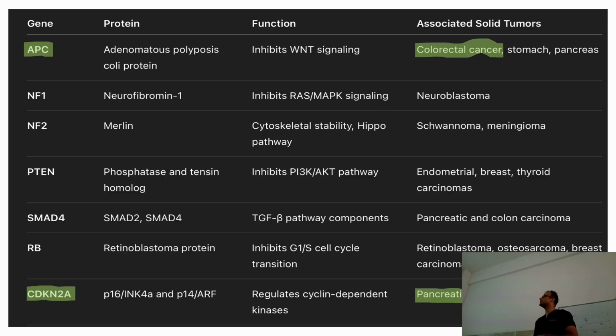And some of these genes, like APC, are the ones we see most in our clinical daily basis. The APC gene is a tumor suppressor gene associated with colorectal cancer. And then NF1, NF2 associated with neuroblastoma. The PTEN gene is also a tumor suppressor gene. The RB gene, as I said, and CDKN2A gene associated with pancreatic cancer.